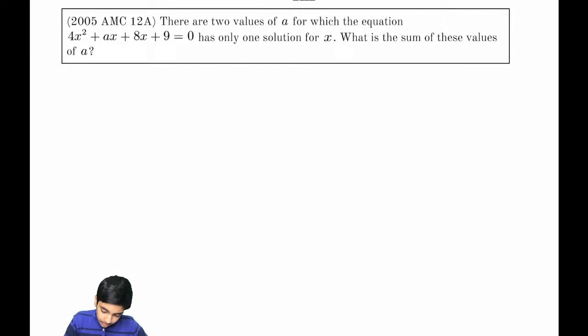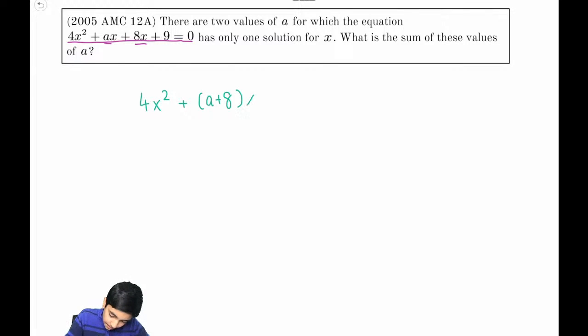Okay, so in this equation here, there are two values for a such that the equation has only one solution for x. What is the sum of these values of a? So what we want to do here is we have two x terms, ax and 8x. So we want to combine those terms. So we do 4x squared plus a plus 8 times x plus 9 equal to 0. So we combine these x terms to get this quadratic here.